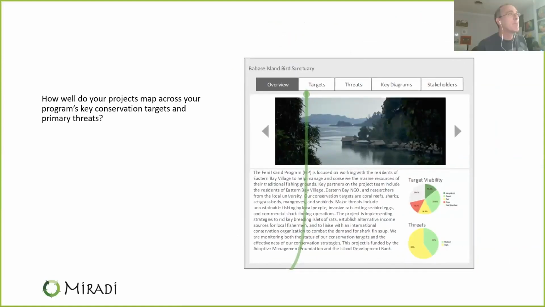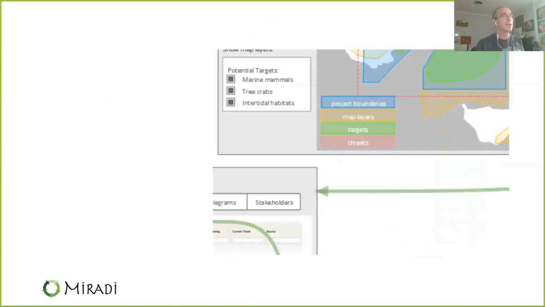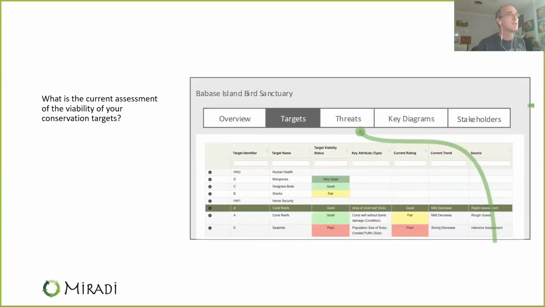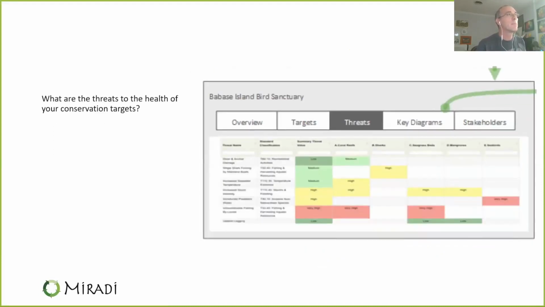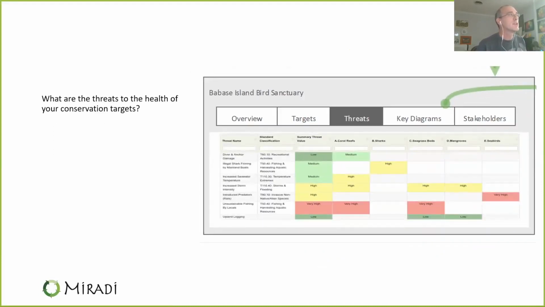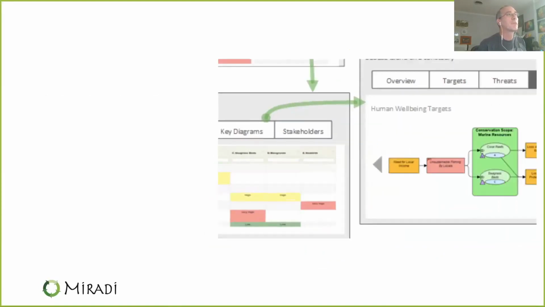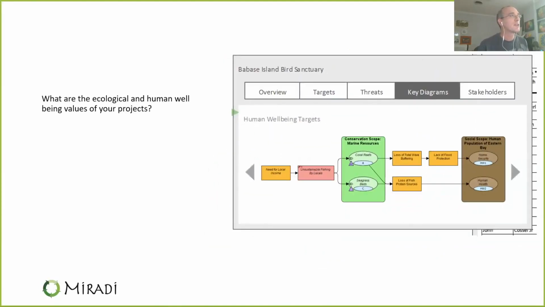Within that, we might want to pick one of those projects, and zoom in and look at how we are doing in terms of targets, or how we are doing in terms of threats. So this might be a home page for this particular project, and you could zoom in and see information about its targets, their viability, its threats, some of the results chains, the conceptual models or key diagrams, and information about some of the stakeholders.